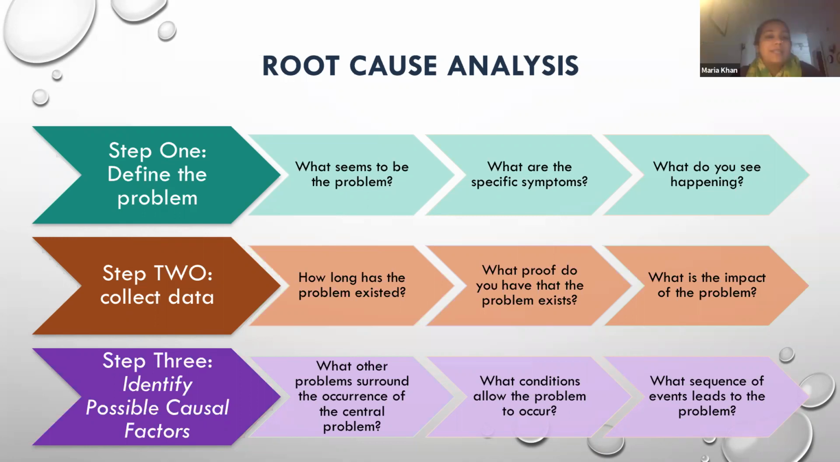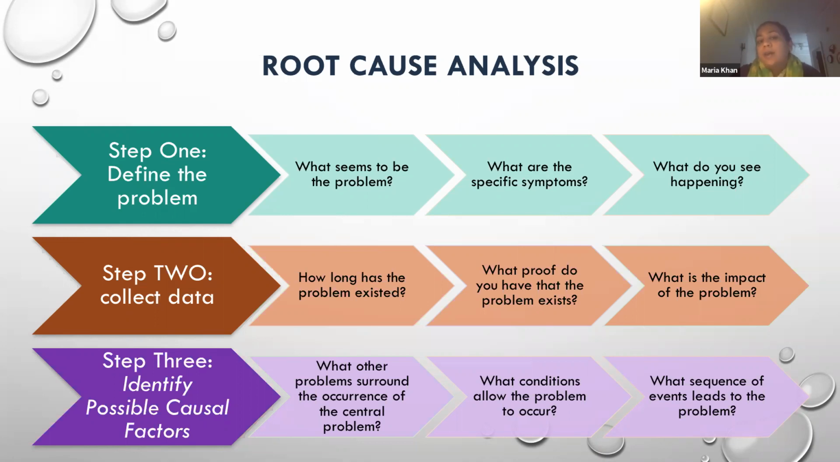What are the specific symptoms of that problem? And what do you see happening? If you think about just the first step, there's a lot to do with perception. Then comes the second step about measurement. Have you thought about how long the problem has existed? How long these knowledge gaps have existed that impact student success?